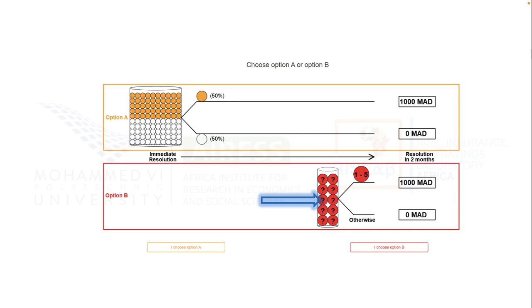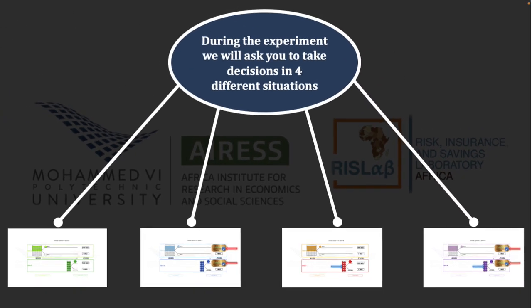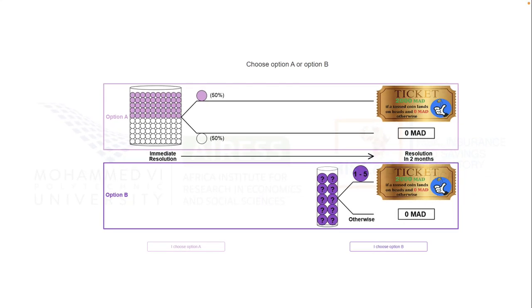You pick one ball at random from the urn, and if it happens to have a number from 1 to 5, you win 1,000 dirhams. The uncertainty will be revealed after 2 months, and the payout will be just after the uncertainty is revealed. Let's now look at the options you will have in the fourth situation. This situation is similar to the previous one where you had the chance to win a lottery ticket, but with one small difference. In option B, you will be faced with an urn containing unknown balls.